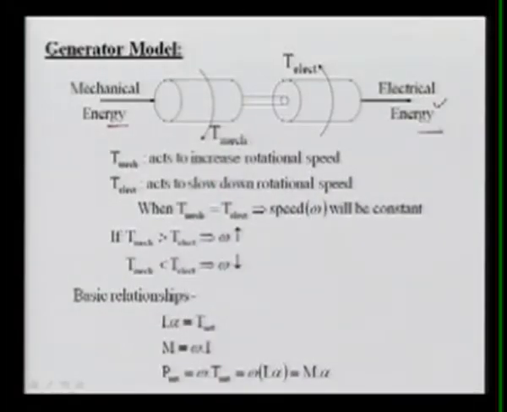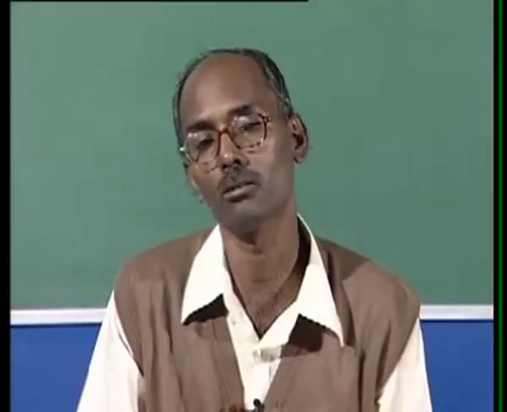You can see this turbine torque, T mechanical, is going in one direction. Let's suppose it is trying to rotate, but the electrical output will try to oppose, and that is basically the equilibrium condition. If this torque were in the same direction, what would happen? It would keep on accelerating and the system would be out of step.